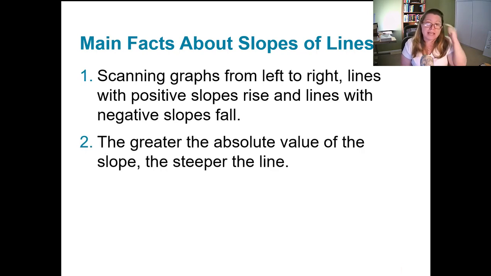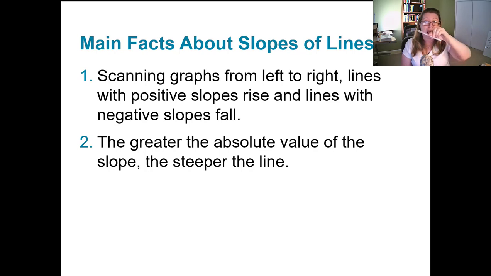The greater the absolute value of the slope, the steeper the line is. Okay, the larger the number, the steeper the line is when you take the absolute value. A 2 might look like this. A negative 2 might look like this. It's pretty steep, right? Both of those are pretty steep.